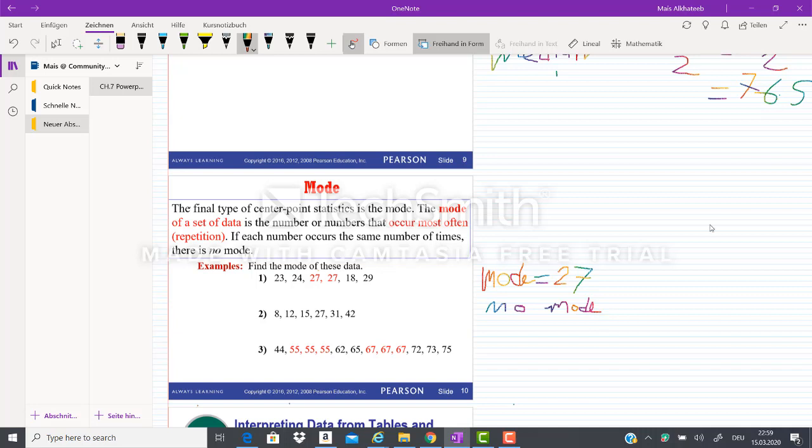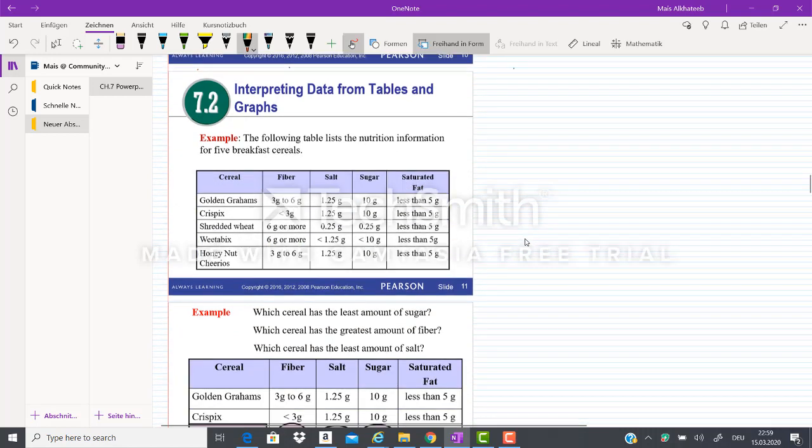Okay. And in the third example, the mode numbers are number 55 and number 67. Number 55 and number 67. So I have here two numbers. Now we go to the next. We take mean, median, and mode. Now we will speak about the graph.